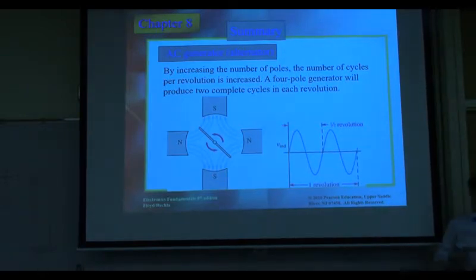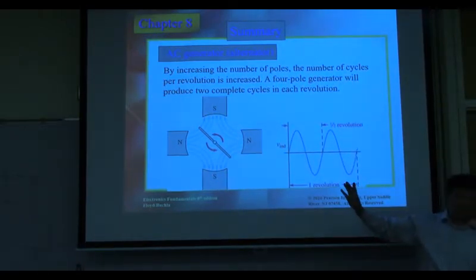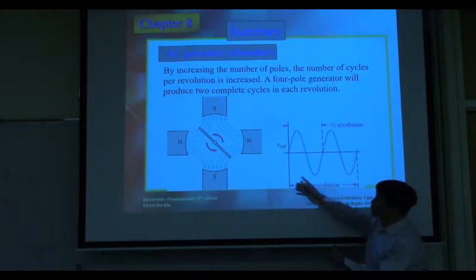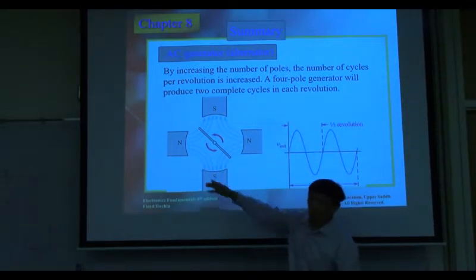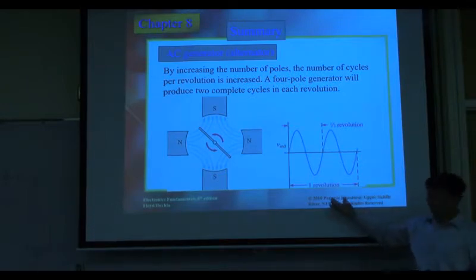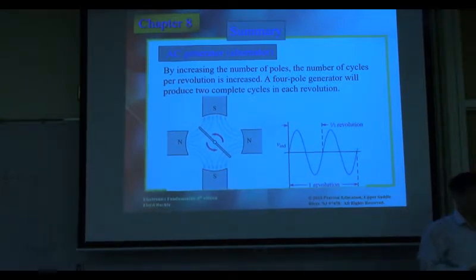If we have 6 poles, what will the frequency be? 3 hertz. If we have 6 poles, so we have 1, 2, 3, 4, it means 3 pairs. In each revolution, if 1 second equals 1 revolution, then the frequency will be 3 hertz.